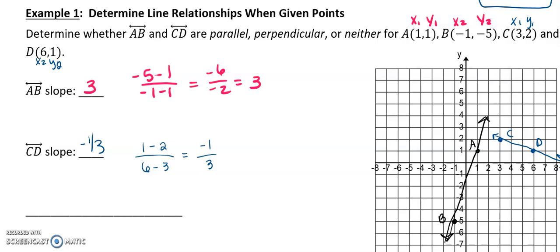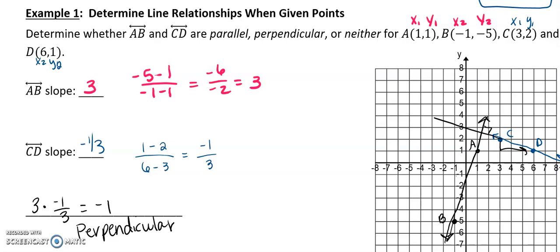So from our A and B, we're going up 1, 2, 3, 4, 5, 6 over 2, just like we had here, 6 over 2, which is 3. And then our C to D, down 1 over 3, -1 over 3. So notice that these are opposite reciprocals. If we took 3 times -1/3, we would get -1, and so these are perpendicular. And I don't have them quite, there we go, touching. I should have extended it a little further there.